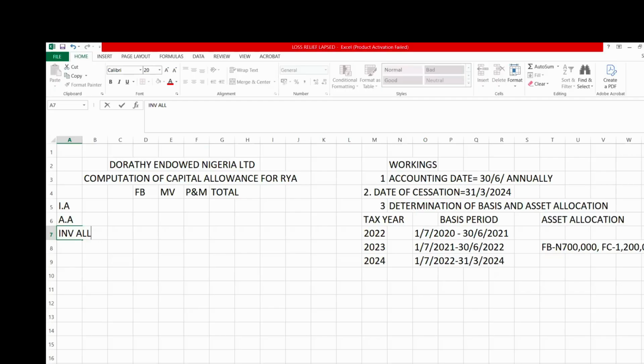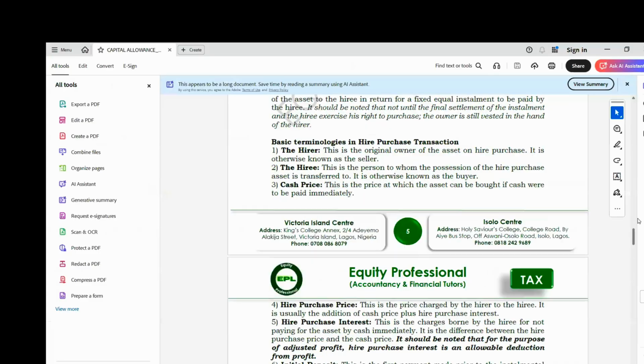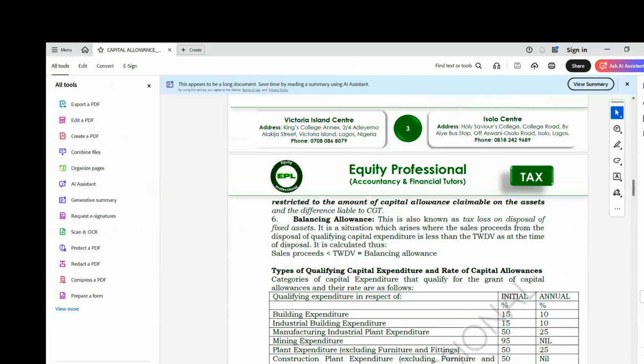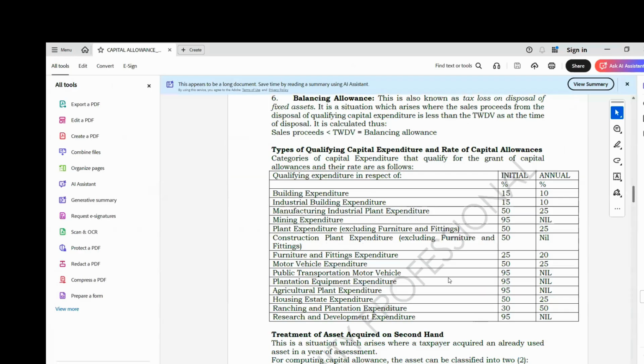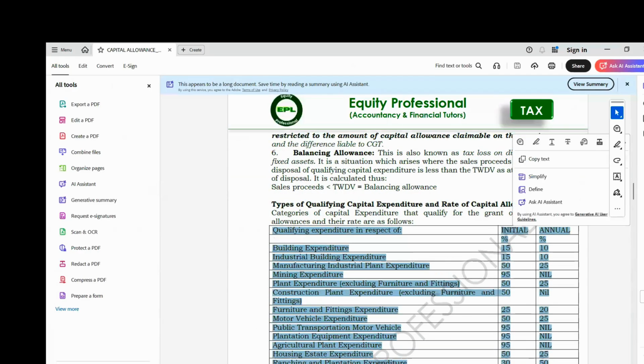Your own is just to pick the appropriate rate that relates to each category of asset. The examiner will give you this rate. But for the purpose of this class, if you look at the material on capital allowance, you are going to find the rate in the material on page 4. So these are the rates. This table will be provided to you by the examiner.